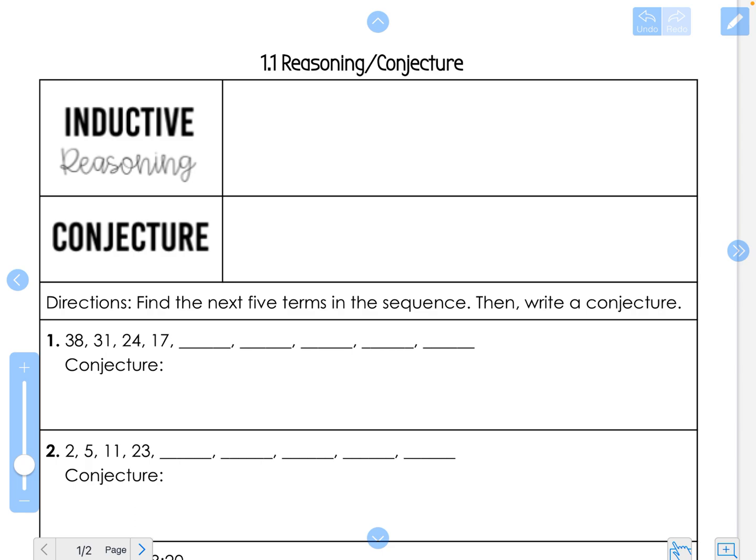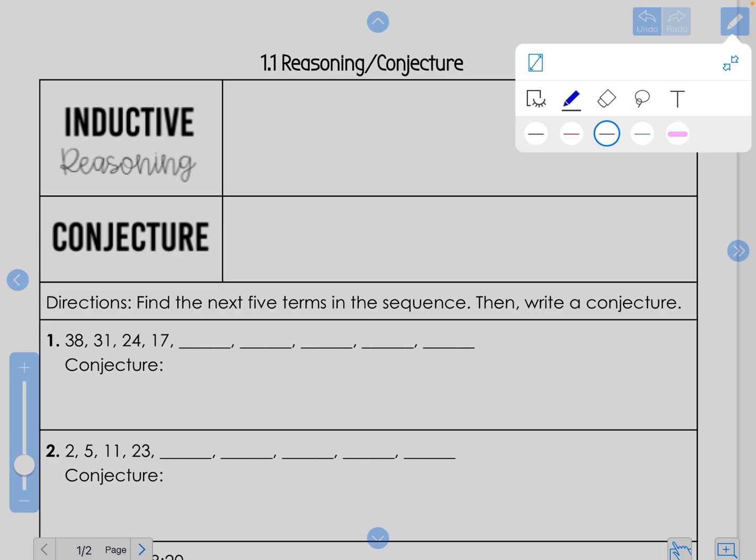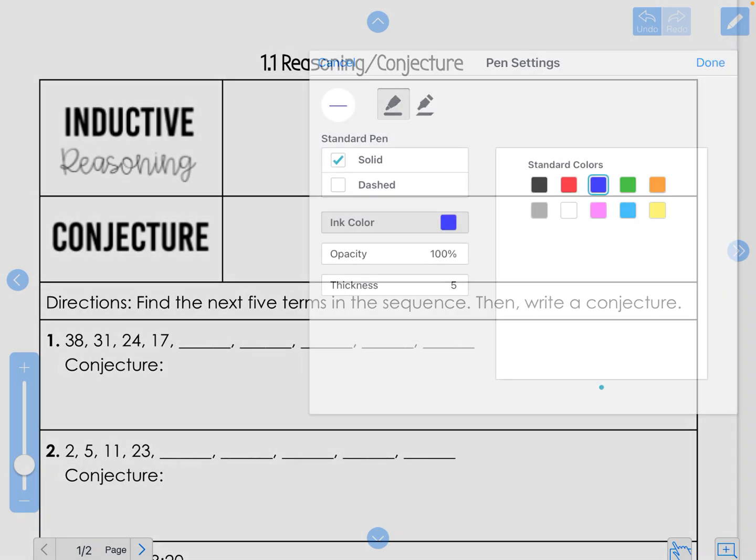So today we're going to talk about the different types of reasoning or thinking that we use in mathematics, especially geometry, and how these things relate and how we're going to use them moving forward. So the first thing we're going to talk about is this concept of inductive reasoning.